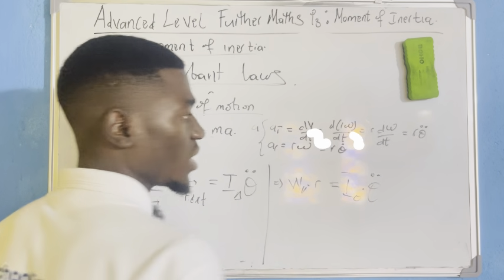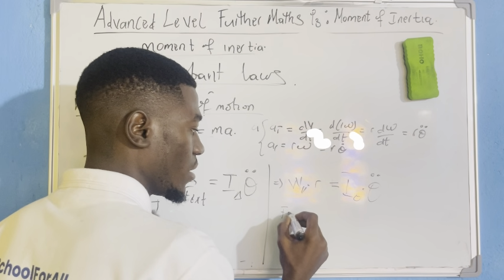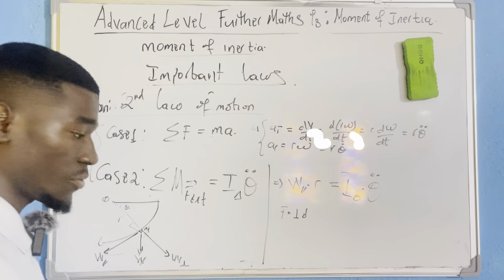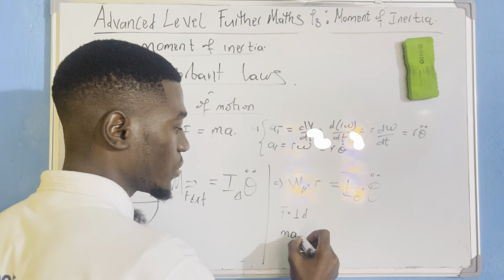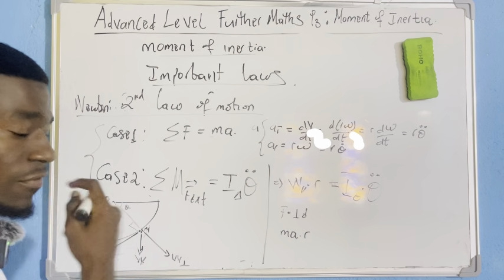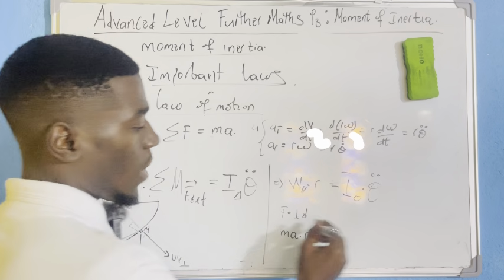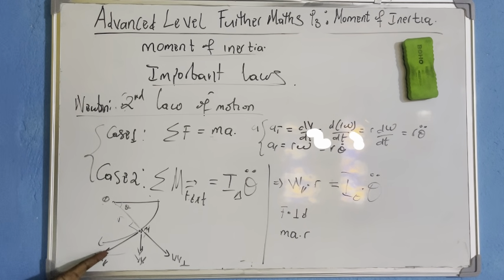We all know that a moment is force times perpendicular distance from the pivot. Force is mass times acceleration, times the distance. Let's call that distance r, because that distance is the radius of the circular path. Now, which acceleration has a moment here? It is the tangential acceleration.